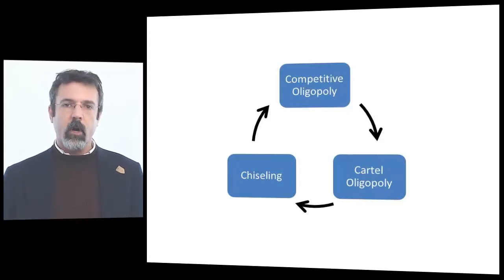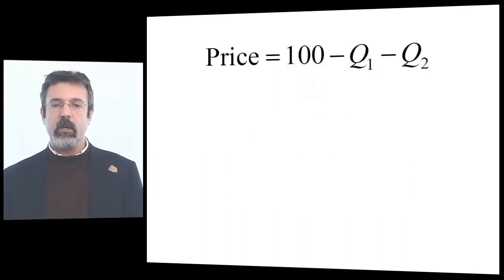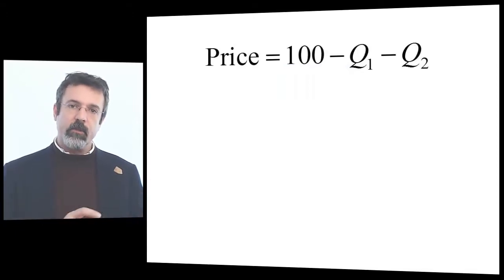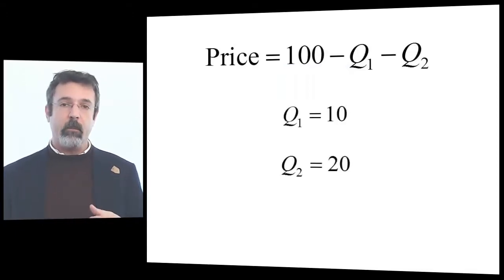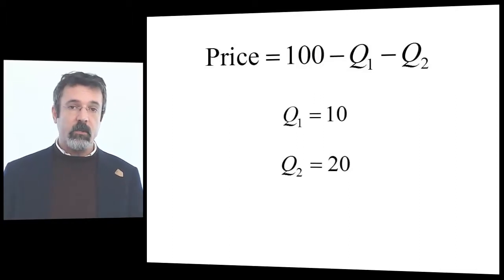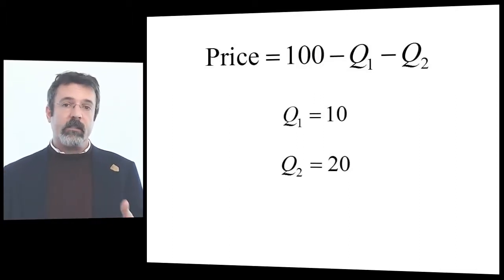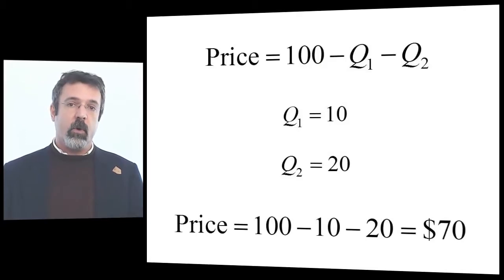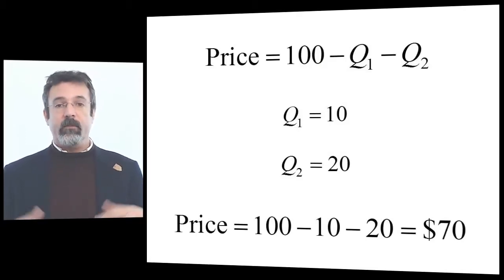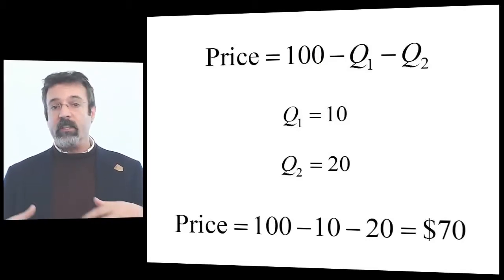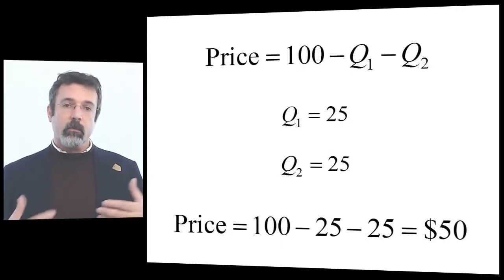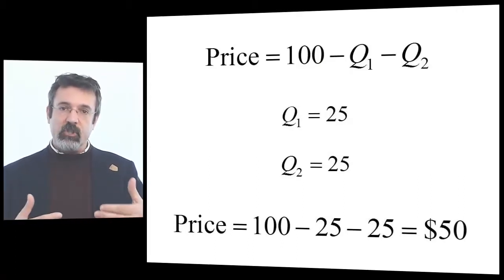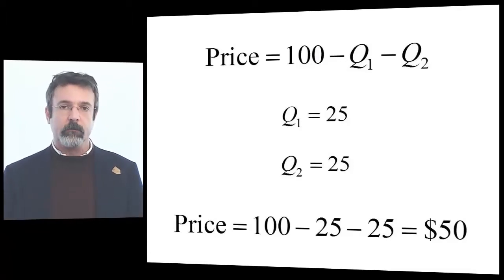Let's suppose that the market price of the product is 100 minus the outputs of the two firms. So for example, if one firm produces 10 units of output, the other firm produces 20 units of output, the market price is 100 minus 10 minus 20, or 70. If the two firms each produce 25 units of output, then the market price falls to 50. So the market price changes as each individual firm alters its output.